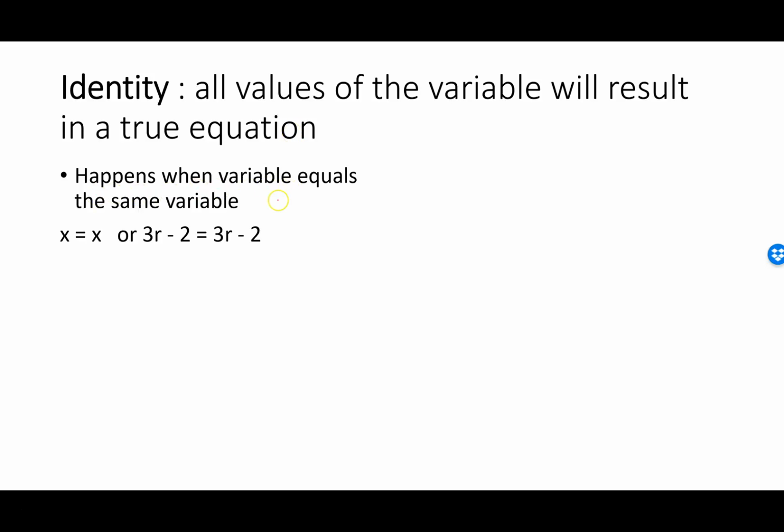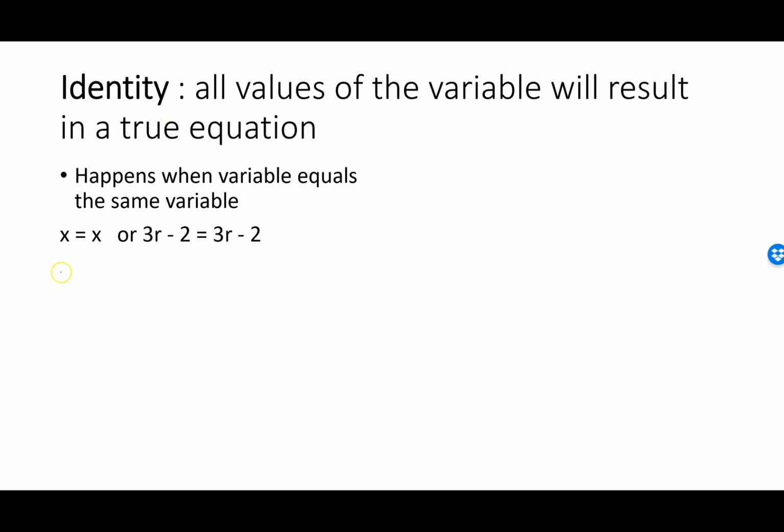This happens when variables equal the same variable. So for example, if it ends up looking like x equals x, after you put the whole thing down, x ends up equaling x, or it gets all the way to where both sides of the equal sign look completely identical, then that is an identity. That means all values are going to solve it.